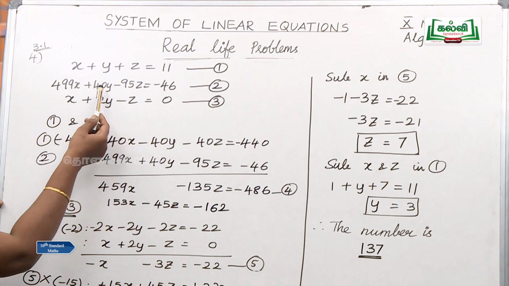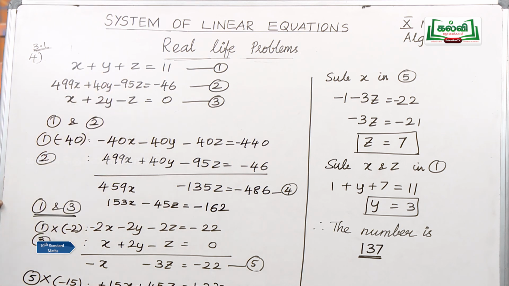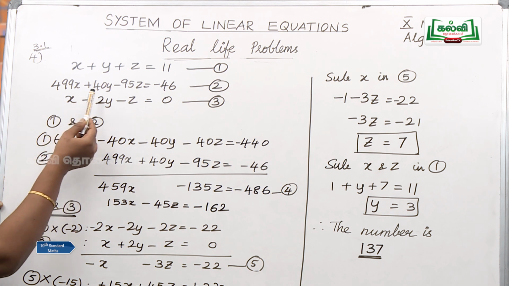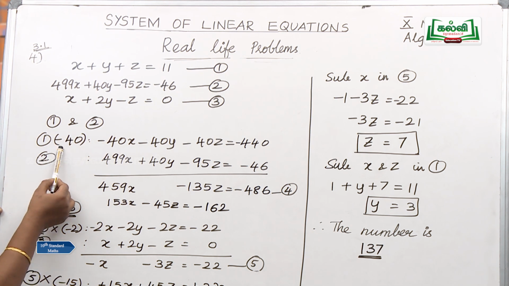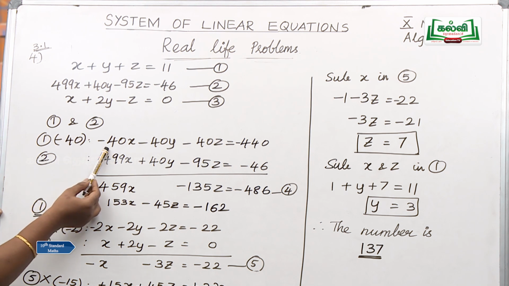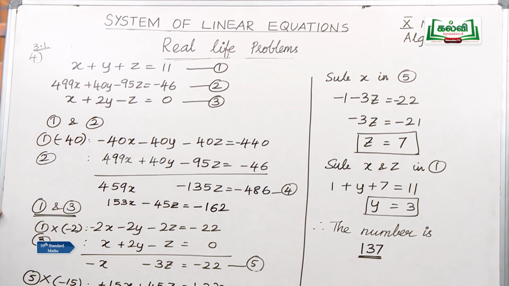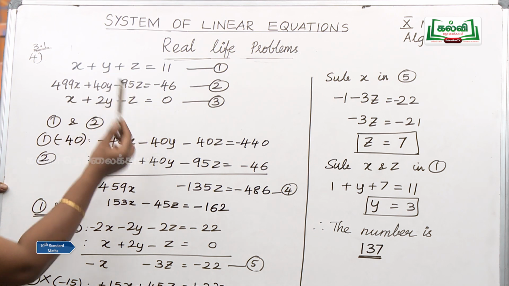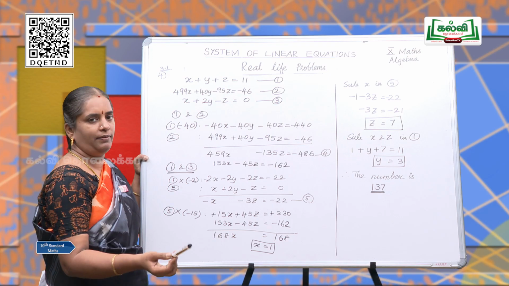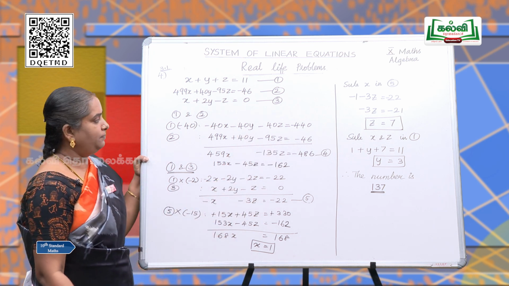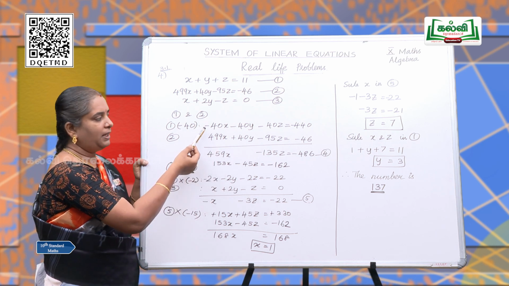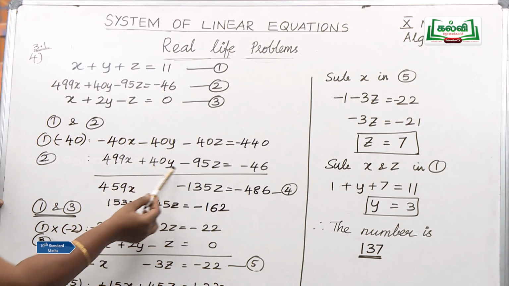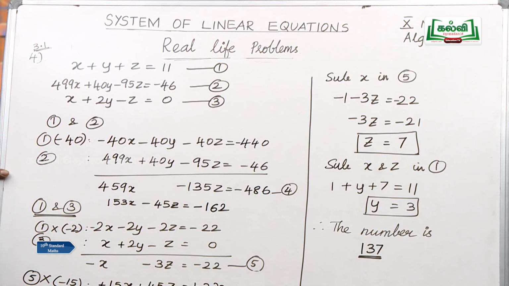To eliminate y, we have to multiply the first equation by 40. But I am going to multiply by minus 40 because it makes it easier; on addition, we will be eliminating y. So, multiply the first equation by minus 40: minus 40x minus 40y minus 40z is equal to minus 40 into 11, so minus 440, and the second equation is taken as such. If you add these two, it becomes 459x minus 135z is equal to minus 486.